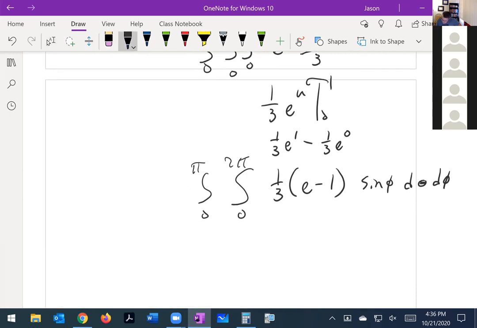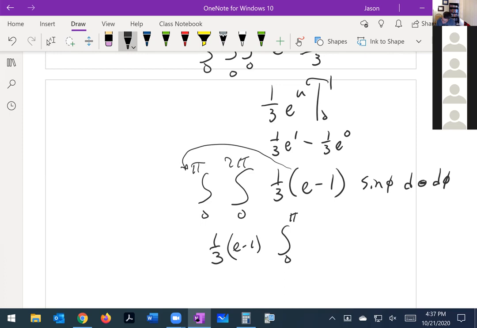Okay, and then 1/3 (e minus 1). Okay, and so this thing is just a constant. I can pull that thing out. I can pull that thing all the way out to the front if I really wanted to. Okay, so this is just 1/3. What's the sine phi? Well, that just involves phi. It doesn't involve theta. So this is 1/3 (e minus 1), right? Times the integral of 0 to pi.